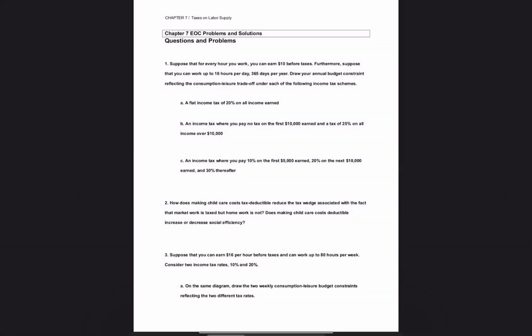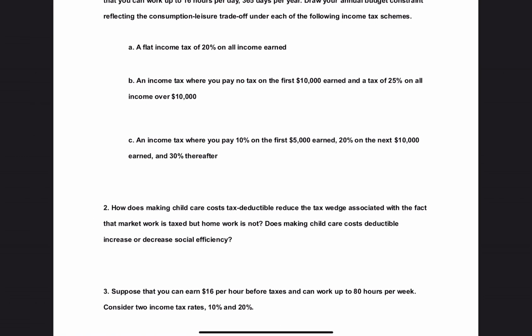So then let us consider sub-exercise C. Sub-exercise C considers a tax schedule with three tax brackets. Here you pay 10% taxes on the first $5,000 that you earn. Then you pay 20% on the next $10,000 and then 30% for any income above $15,000. So a tax schedule with three tax brackets.